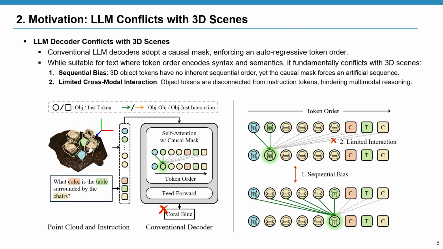As shown on the right, even for the same scene, changing the input order alters the context each token can attend to. The second is limited cross-modal interaction. Due to the causal mask, earlier object tokens cannot attend to later instruction tokens, restricting their interaction.